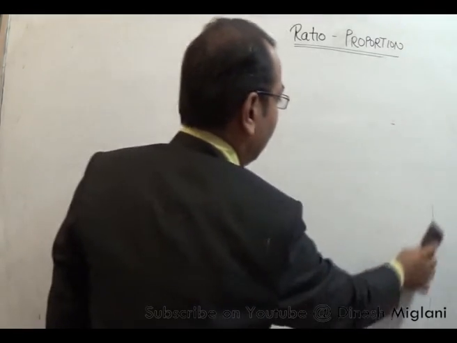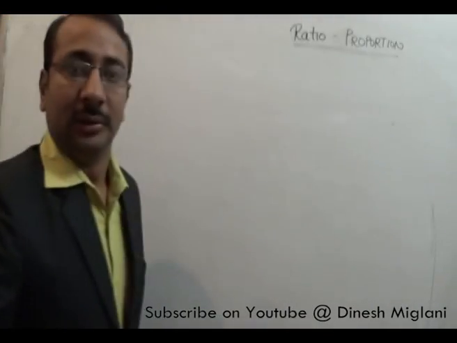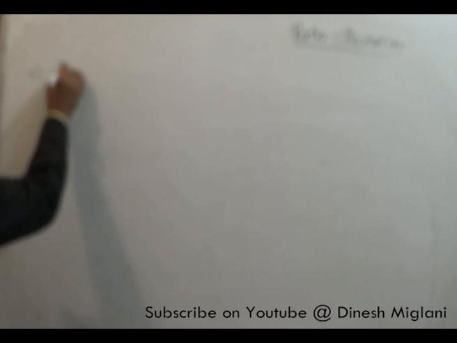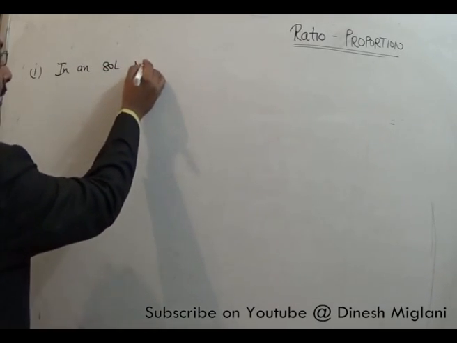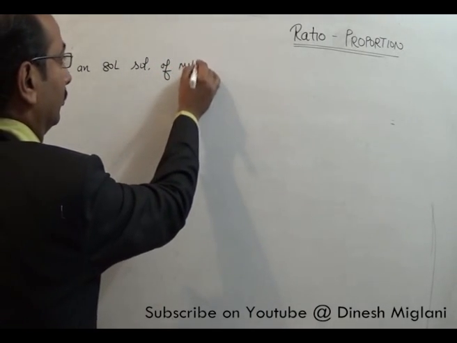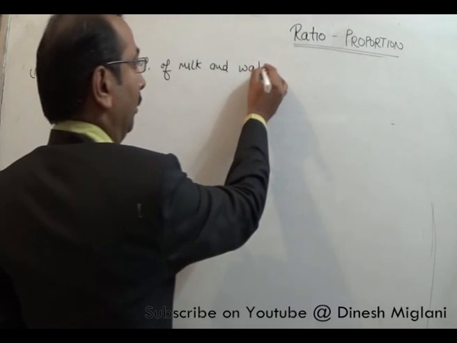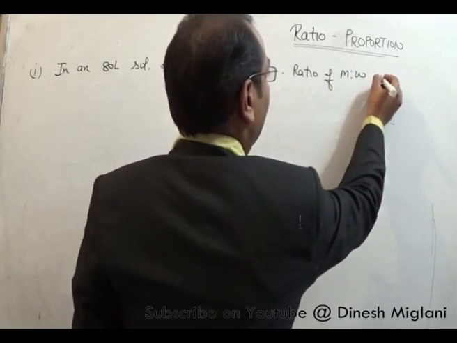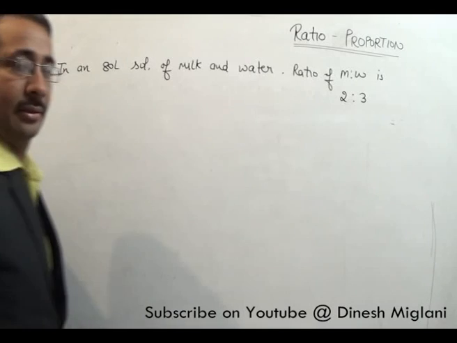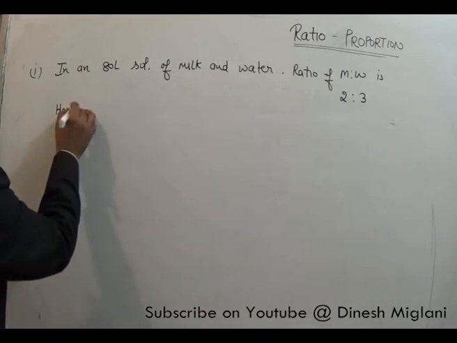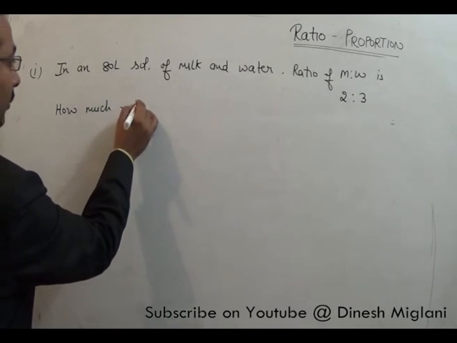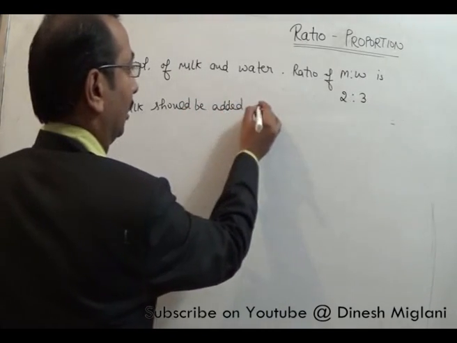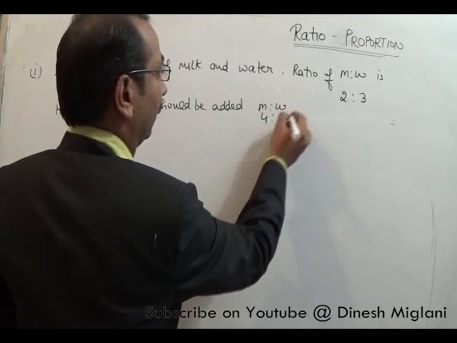Now we solve some elementary questions which are based on the concept of ratio. We can start one by one. It is given that in an 80 liter solution of milk and water, the ratio of milk and water is 2:3. Right? The question is, how much milk should be added so that the ratio of milk to water becomes 4:1?